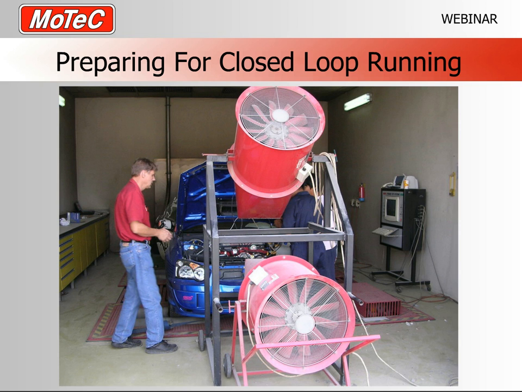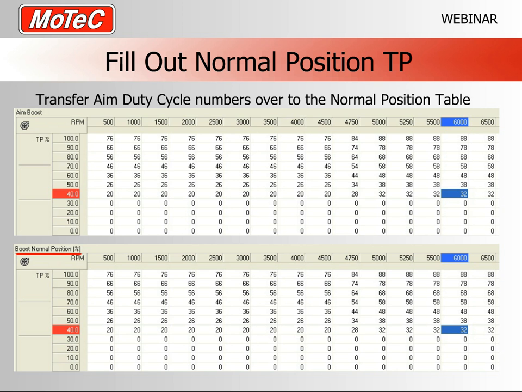Okay, so resuming from the part of the boost control closed loop webinar where we're preparing the setup in the ECU for the closed loop side of control. So you'll recognize this screen from the previous webinar, which hopefully you've just watched. The part we're going to talk about today is mostly about the normal position table. This is a really vital table to have accurate.